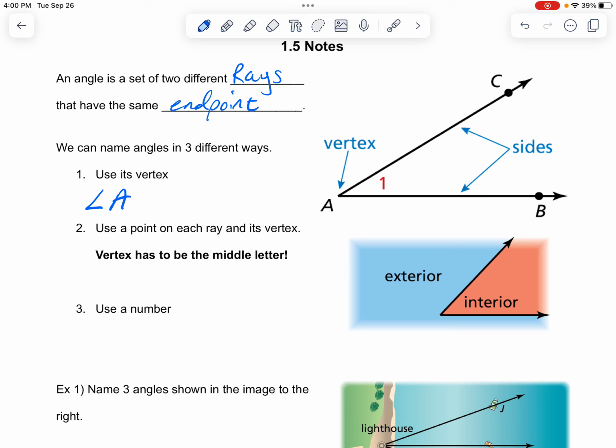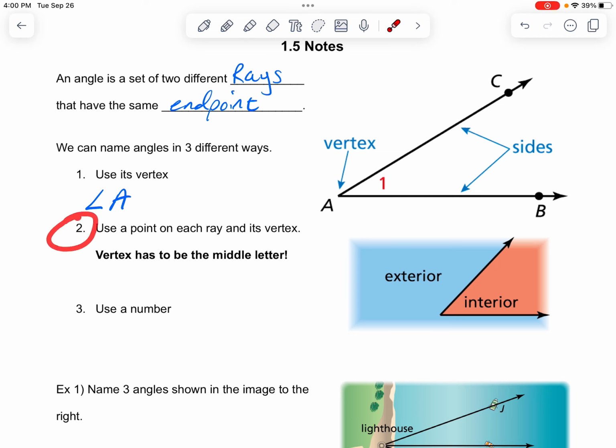We do need to be careful, though. We'll see an example in a minute where it would not be appropriate to just use angle A. If there is more than one angle coming from this vertex, we can't use this naming method because it would be ambiguous. We wouldn't know which angle we were talking about. So we'll see an example of that in just a second.